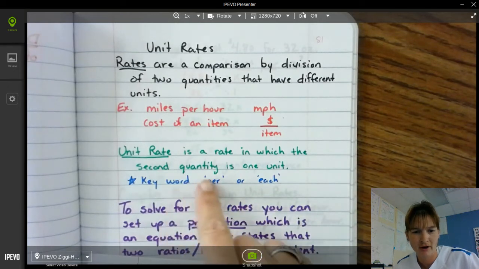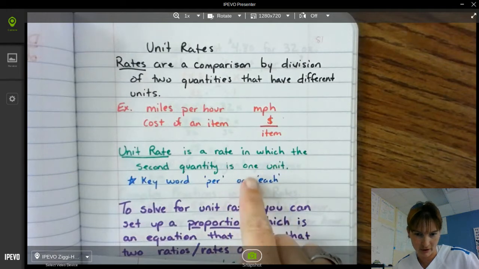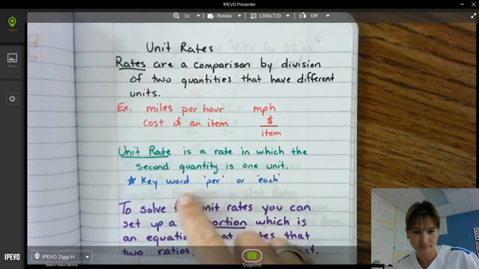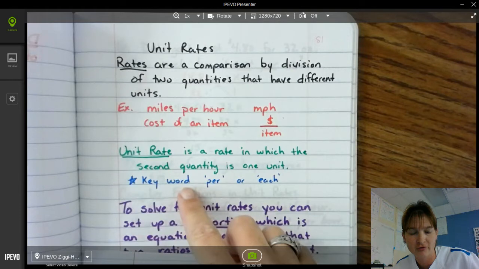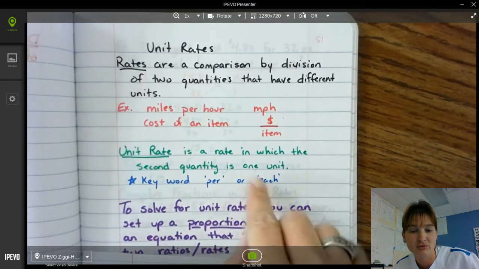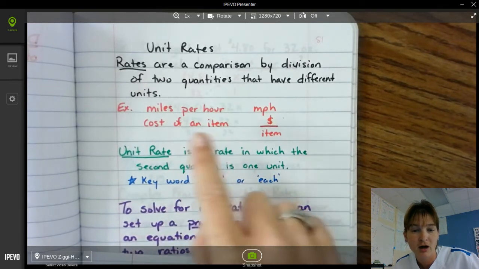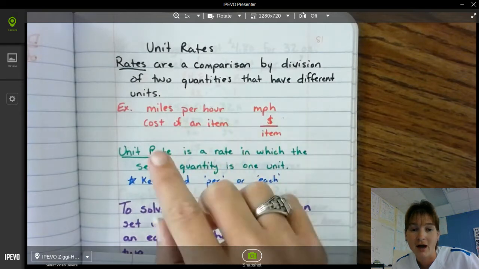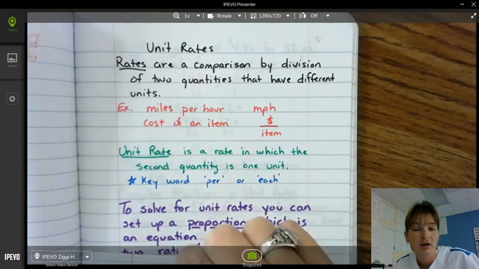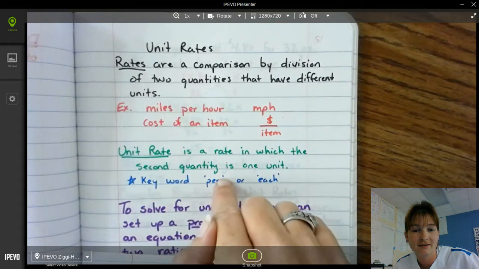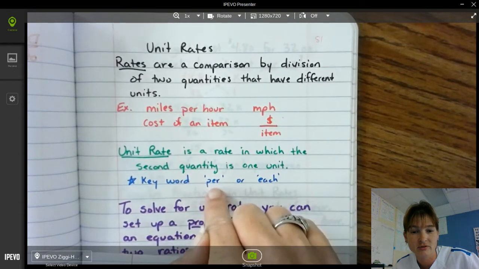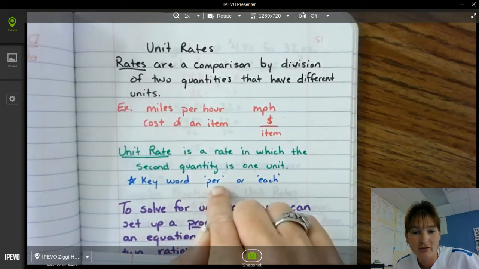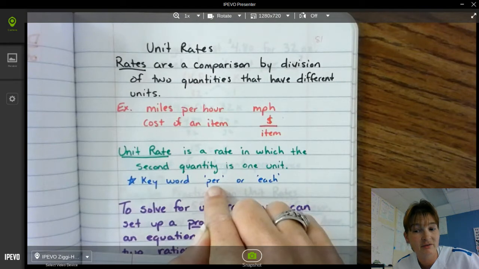All right, so the unit rate is a rate in which the second quantity is 1 unit. The key words you're looking for to find a unit rate are per or each. Most of the time they use per, like in miles per hour. I could say cost per item. And that really is typically what they use when they want you to find unit rates. And so whenever you see per, which means division, you're looking for the 1.